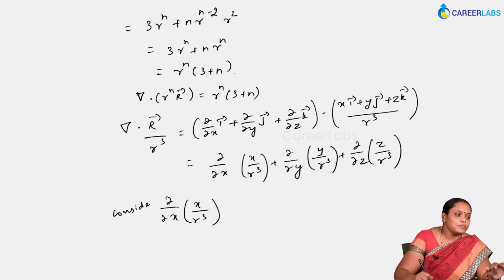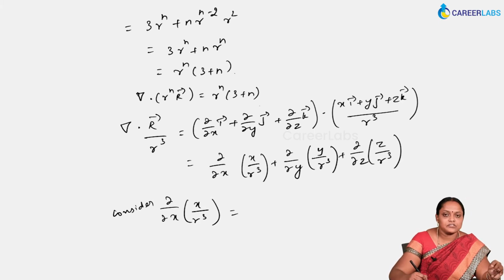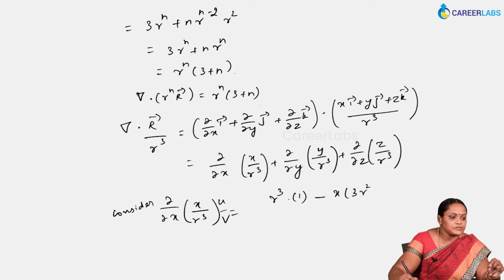So consider ∂/∂x of (x/r³). Here the numerator is also a function of x and the denominator is also a function of x, y and z. So here we are supposed to apply the division rule. So it is v, that is r³, into the differentiation of u, that is the differentiation of x, which is 1, minus x into the differentiation of r³, which is 3r² and the differentiation of r is ∂r/∂x, divided by (r³) the whole squared, which will give you r⁶.